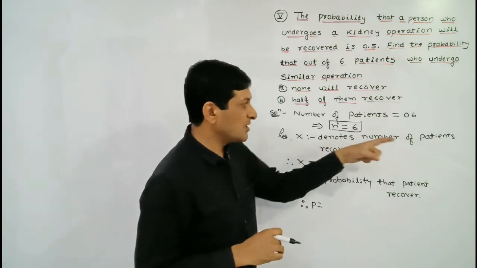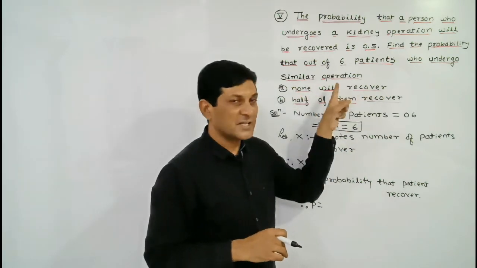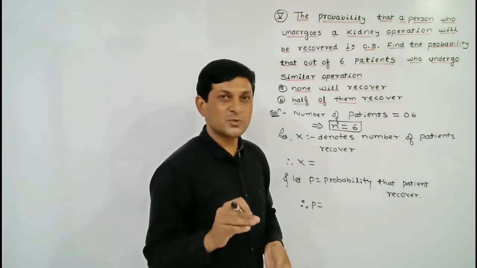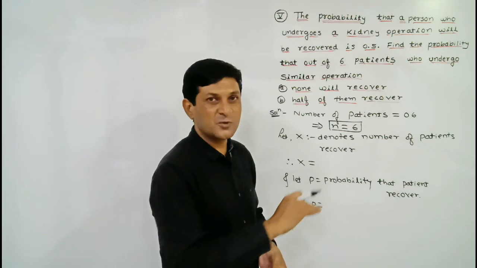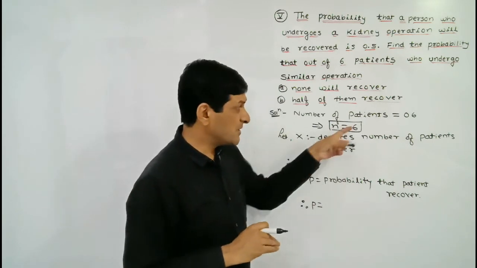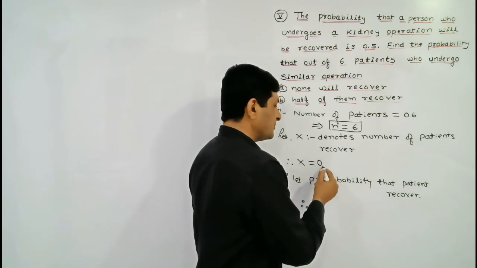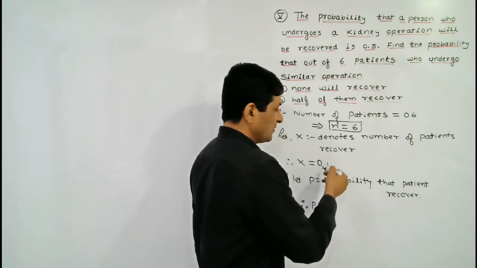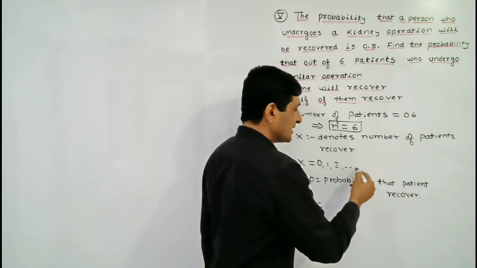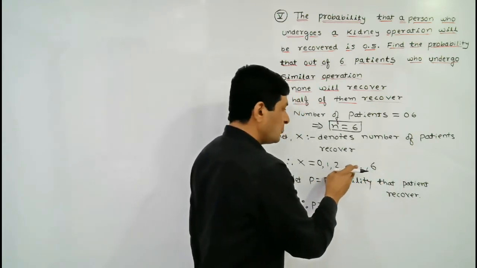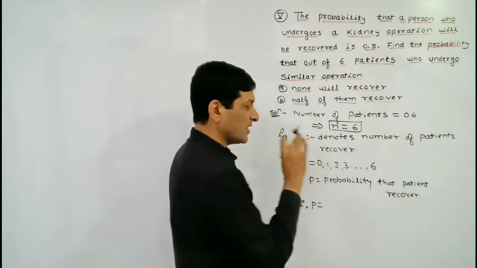The random variable denotes the number of patients who recover, because our example is related to patients recovering. So that's why we suppose that X is a random variable which denotes the number of patients who recover. How many patients are there? Six. One possibility is that no patient recovers, meaning X equals 0, or maybe 1 recovers, or 2 recover, or all 6 recover. So these are all the possible values of X.